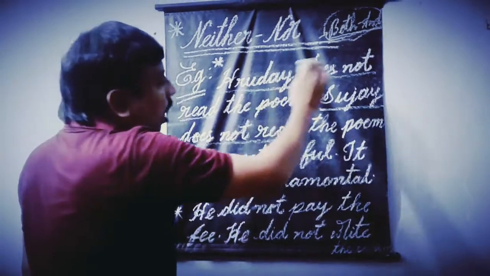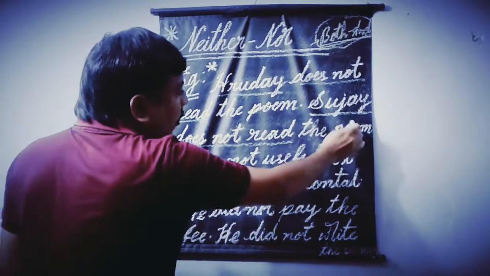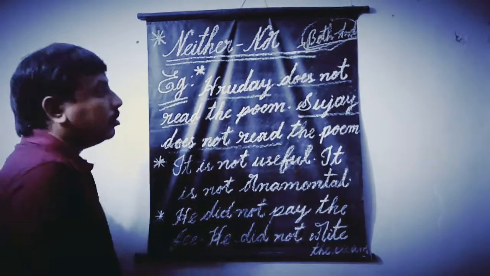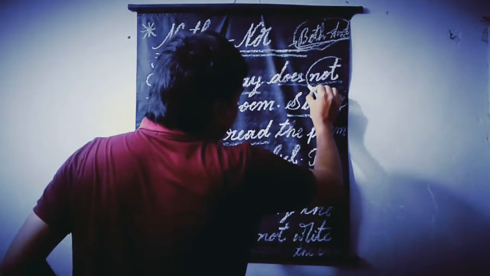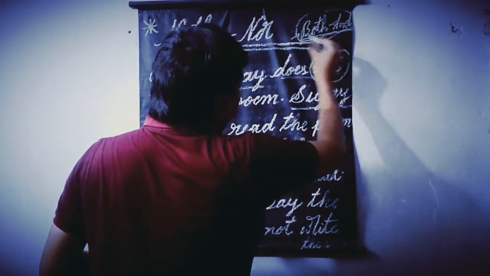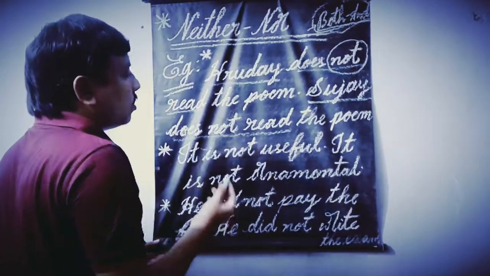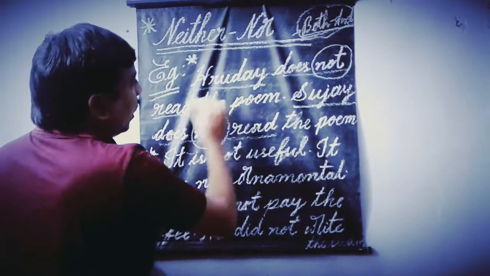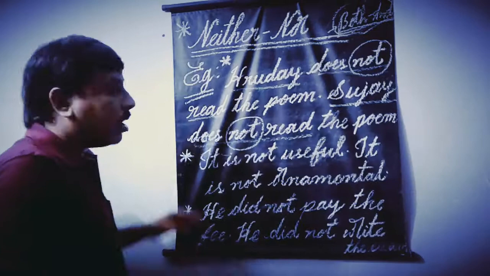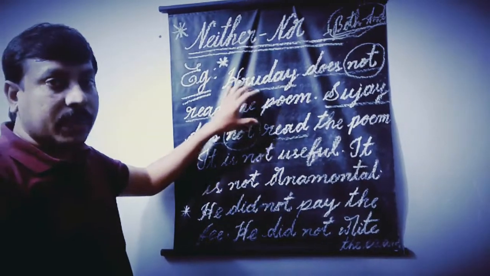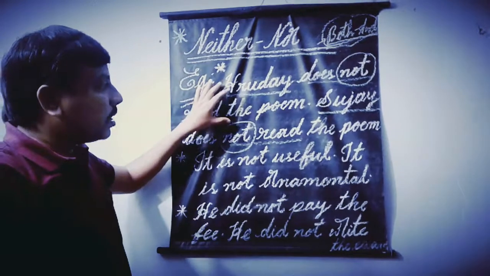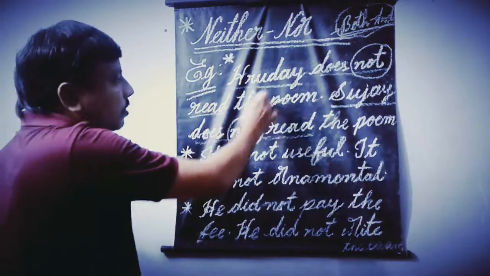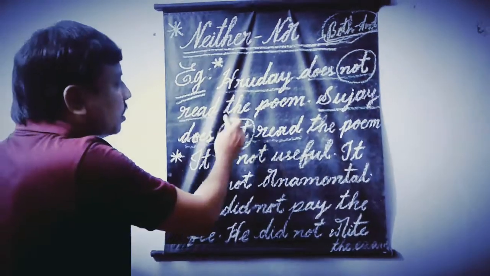Neither Hruday nor Sujay reads the poem. Here, while using neither nor, we should remove not. From the first statement we are removing not, and from the second statement also we have to remove not. Here, does plus read is equal to reads, the first form of the verb. Reads, read, reading, to read. These are the forms of the verb. Does plus read is equal to reads.